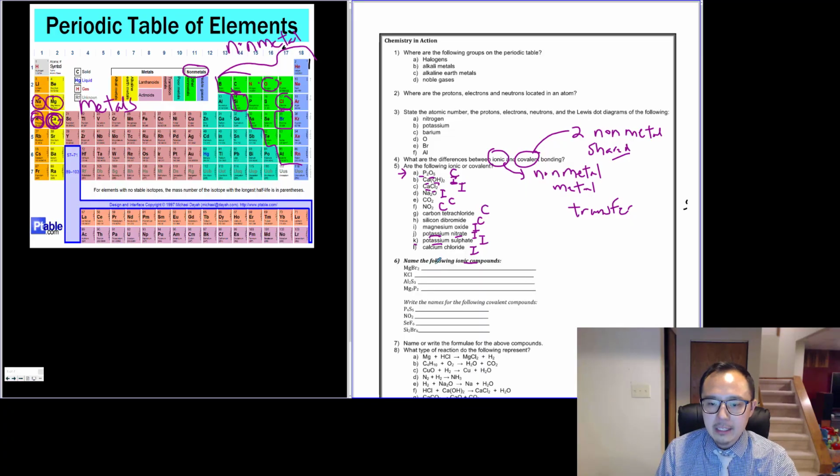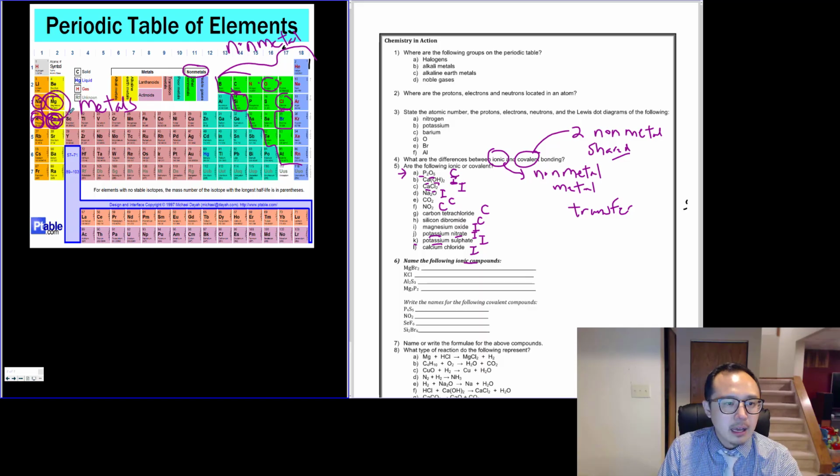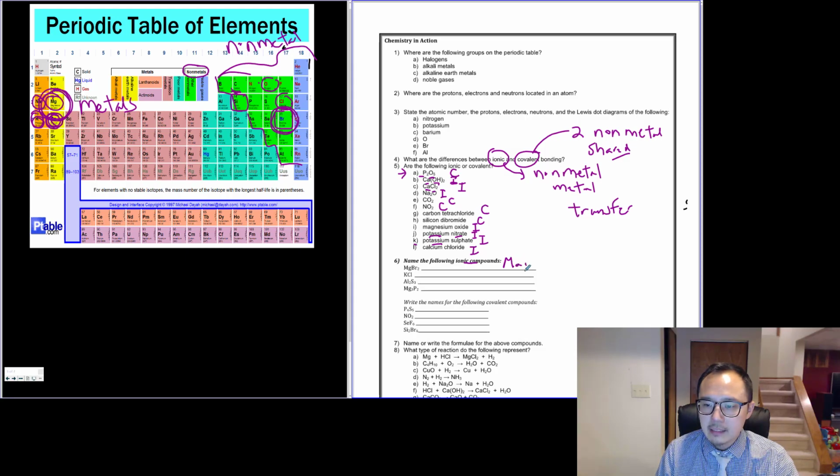So the first one here is MgBr2. You notice that Mg is right here and Br is right there. That means it's an ionic bond, and this is just going to be your magnesium.